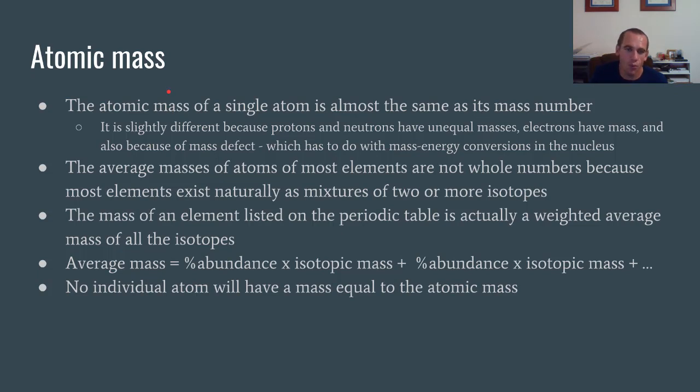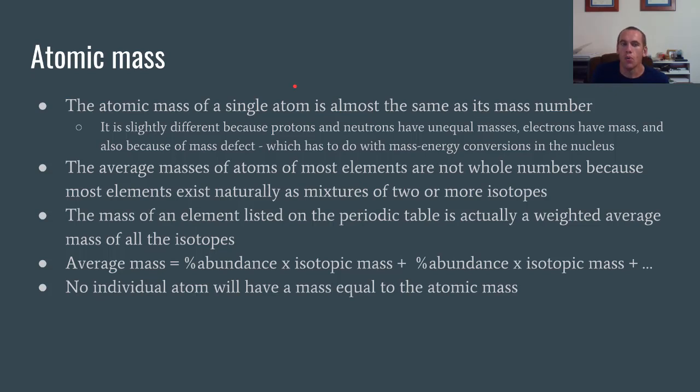So we've got a lot of words that I've thrown at you lately. Atomic mass, mass number, atomic number. Atomic number, number of protons. Mass number, protons plus neutrons. Atomic mass is the weighted average mass of the different masses of all the isotopes of that element.